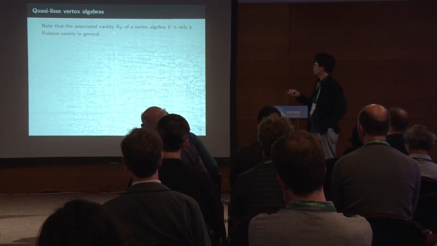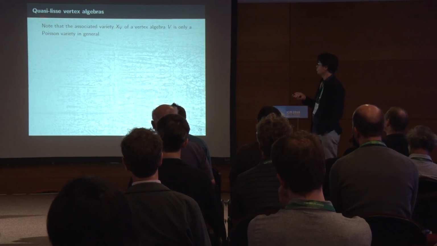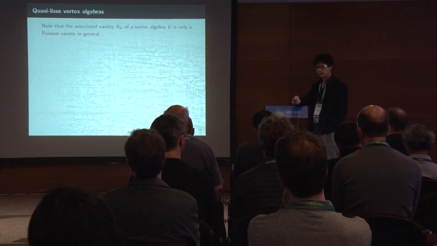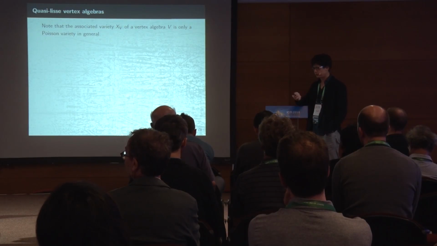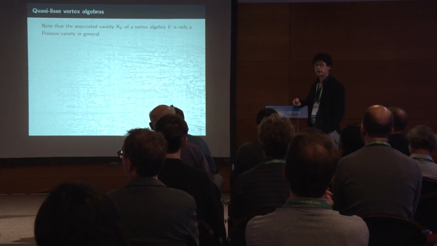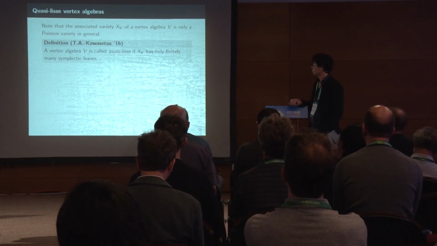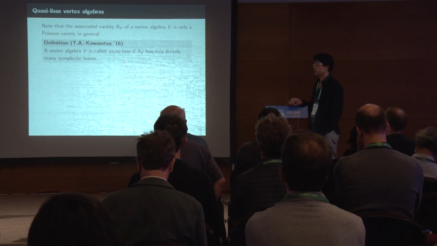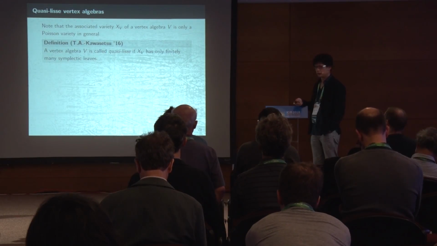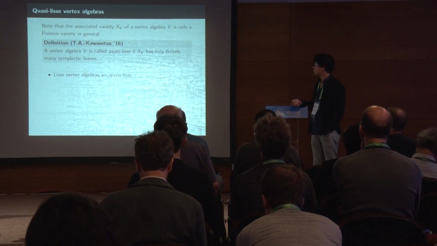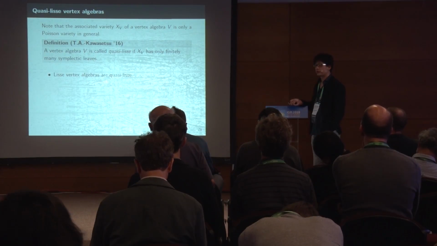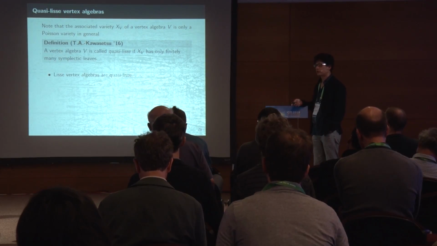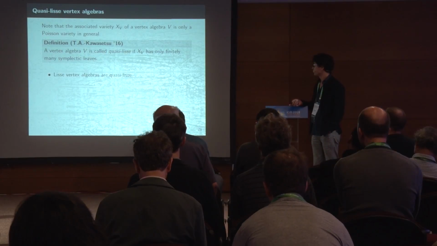So in general, the associated variety of a vertex algebra is only a Poisson variety, not symplectic. So the vertex algebra coming from 4D theory should have some special property. So it's natural to ask what kind of property it should have. And we call a vertex algebra quasi-lisse if its associated variety has only finitely many symplectic leaves. And of course, these vertex algebras are quasi-lisse because such a vertex algebra has its associated variety as a point, and the point is a trivial symplectic variety.